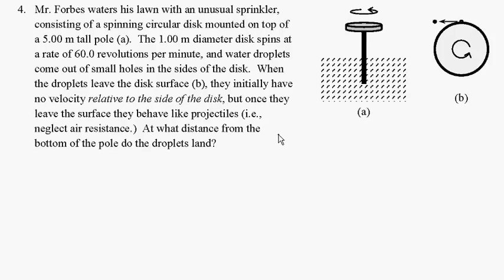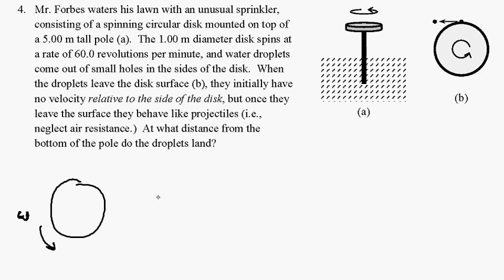Okay, Forbes and his sprinkler, spinning disc, and right. So let's look at this. He's got the spinning disc on top of this pole that's 5 meters tall. So what happens here? This is a two-part problem. The first part is that the disc spins, obviously. Well, I've drawn it there, but it spins at some rate omega, which we'll find out in a moment.